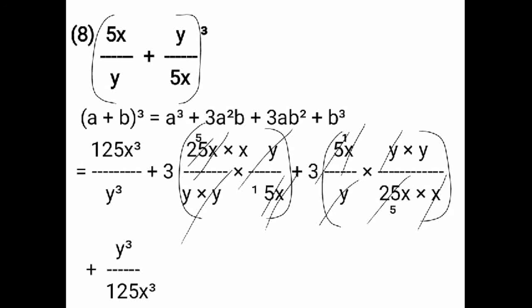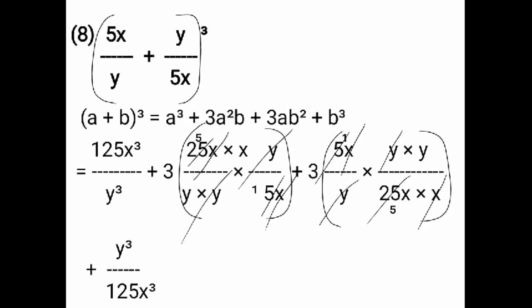Here 1x get cancelled. Then here 5 table is going. 5 5s are 25. And then here y and y get cancelled. Here y square is there. Only one y will get cancelled here, because here one y is the numerator. So what will remain here in 3a square b place? In bracket only 5 will remain here on numerator and 1x. And on denominator only y is there.